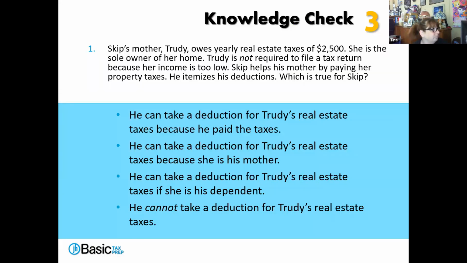Okay. All right. So let's do some knowledge check. Skip's mother, Trudy, owes yearly real estate taxes of $2,500. She is the sole owner of her home. Trudy is not required to file a tax return because her income is too low. Skip helps his mother by paying her property taxes. He itemizes his deduction, which is true for Skip. So I want you to read through that and then type in your answer in the chat room, A, B, C, or D.